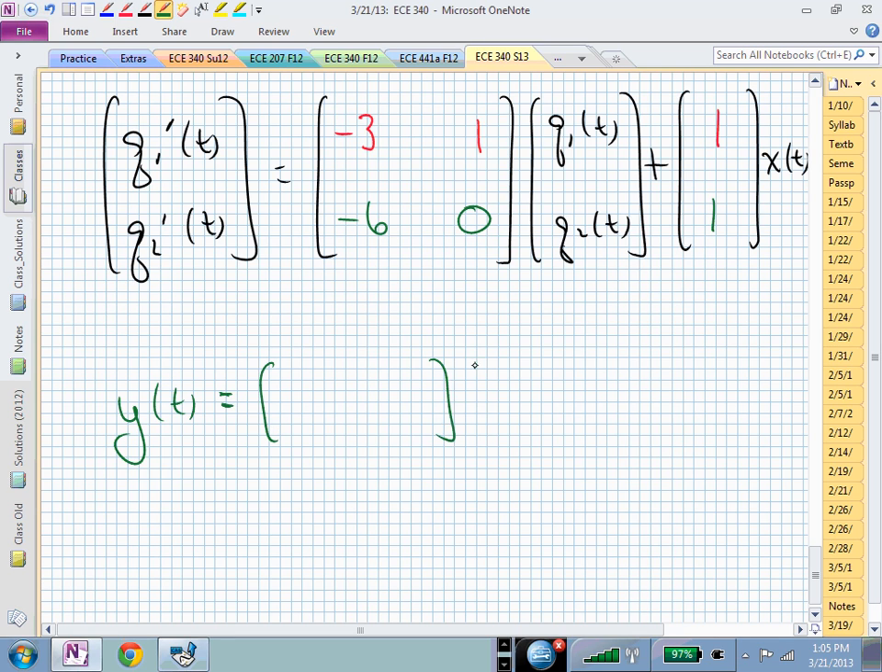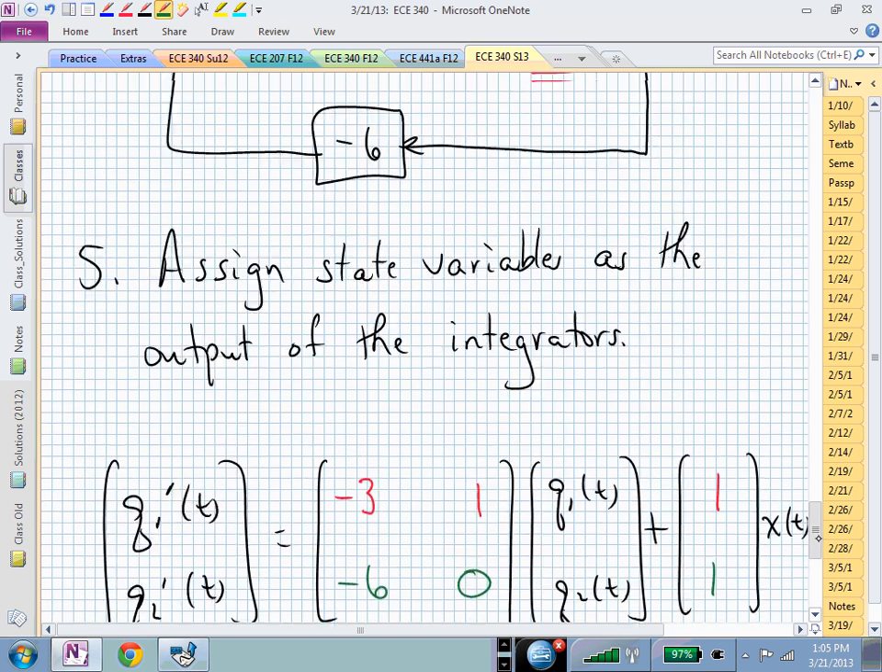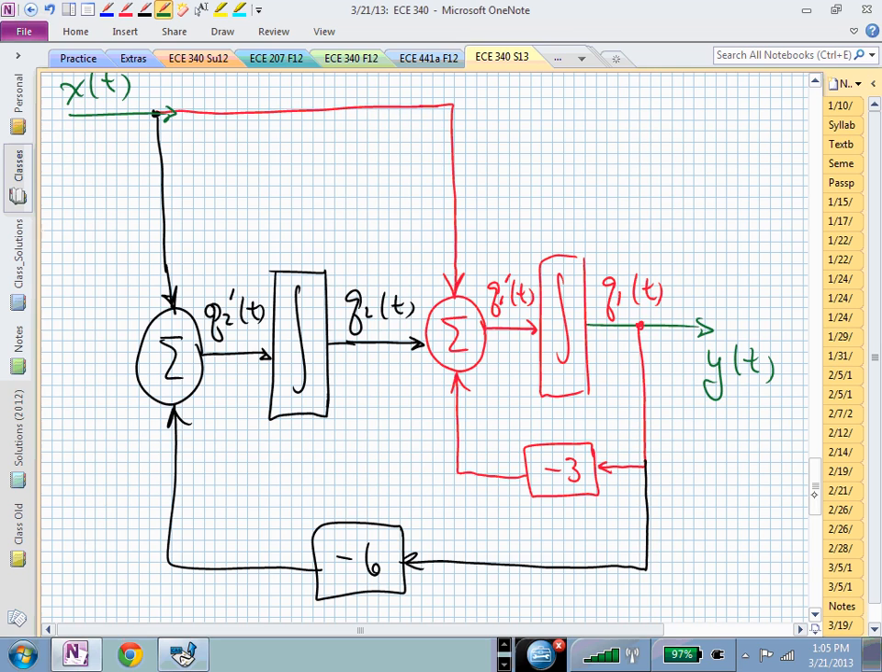Since we had one output, the C, the output matrix, will be 1 high. The D matrix will also be 1 high. And y is now, we just go up to our block diagram and we look and see, oh, it's trivial, isn't it? It's just Q sub 1.